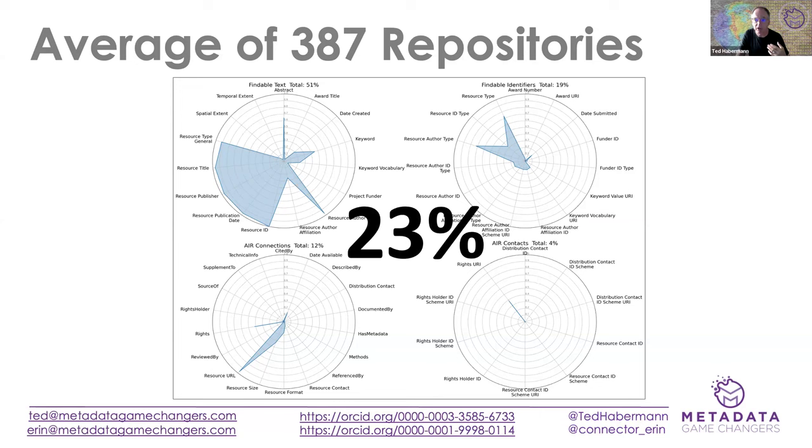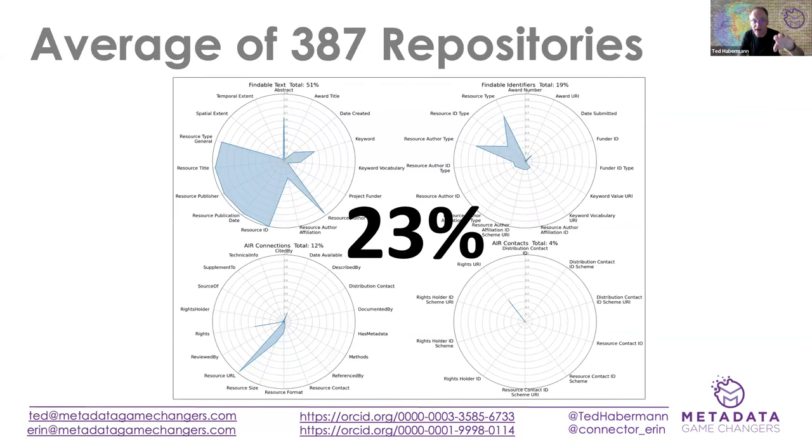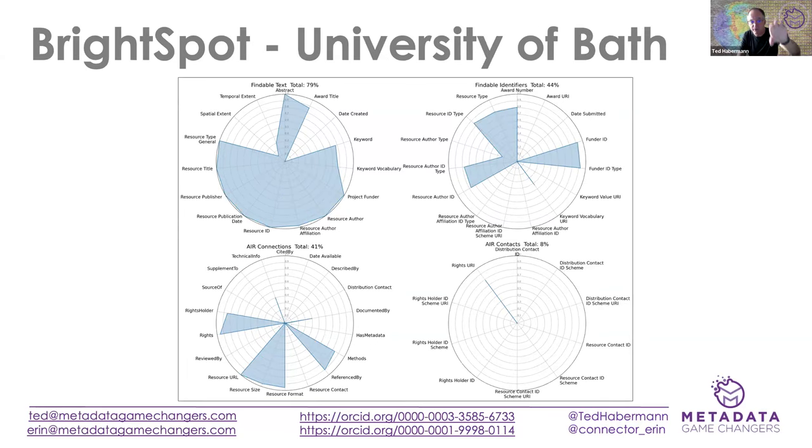Now, what we're really looking for is bright spots. So bright spots are those repositories that have high scores. And when I did this work earlier this year, the University of Bath showed up as the repository that had the most complete metadata. So I'm just going to go back and forth here a little bit, comparing this with the average. And you can see it's much more blue than the average has. So abstracts are very complete. Funder information, award title or funder, these things are very complete. And the score here is 46%. So the number to think about is 12% for mandatory fields. That's the base. 23%, a doubling of completeness to average, and then a doubling of completeness to 46.